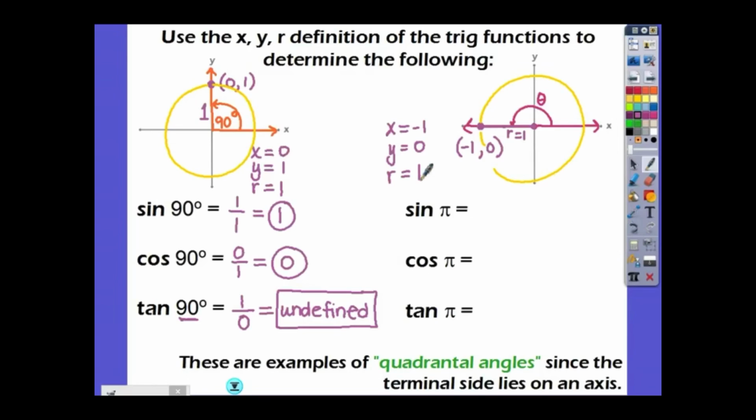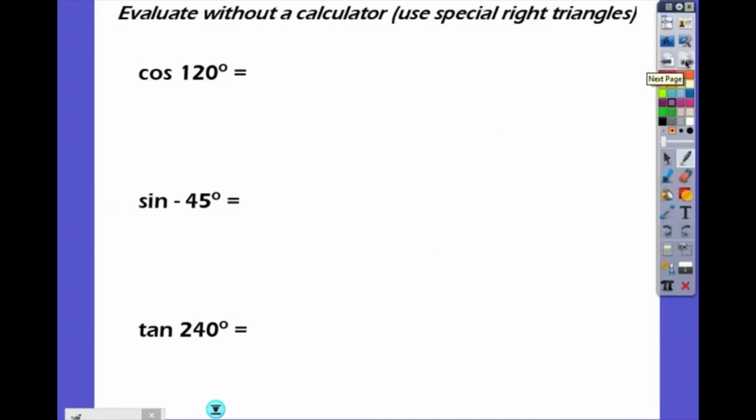So we've got an x value, a y value, and a radius. No problem. Now we can do sine of 180 degrees. Sine of pi in radians would be y over r. Cosine, x over r. Tangent, y over x. 0 divided by negative 1 is 0, so this one is defined. Those are quadrantal angles. I don't think they're all that hard, but we're not making a triangle at all. We're just relying on our x, our y, and our r. So we are going to find these answers without a calculator. Who needs the calculator?